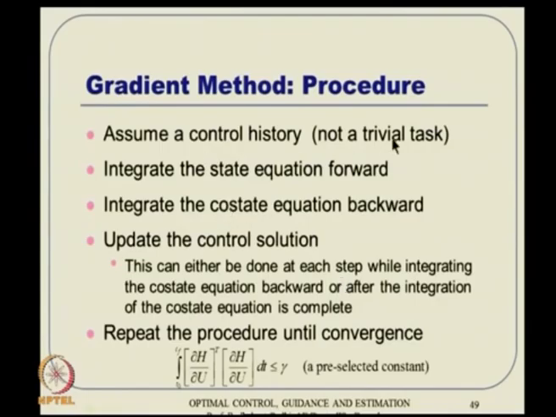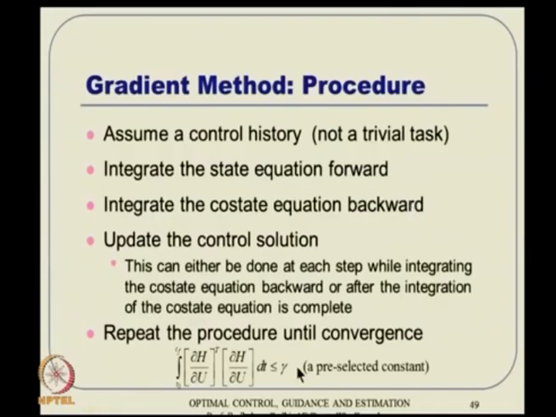We assume a control history, which is again typically not trivial. We have to really look at the problem, and then according to the problem we have to select it judiciously actually. Okay. Then, using that control history, we first integrate the state equation forward, then at the end you evaluate the boundary conditions for lambda, and then using that boundary condition you can integrate the co-state equation backward and update the control solution.